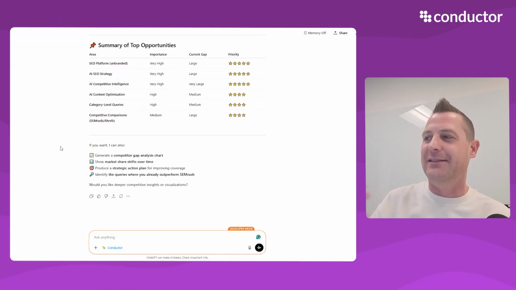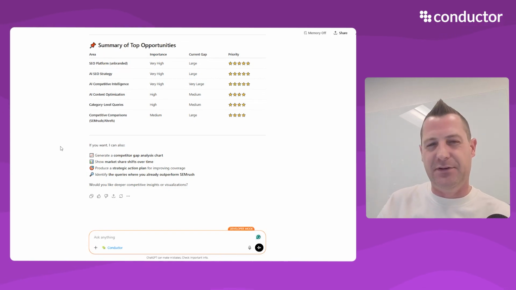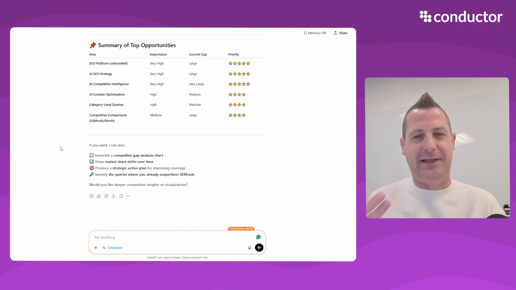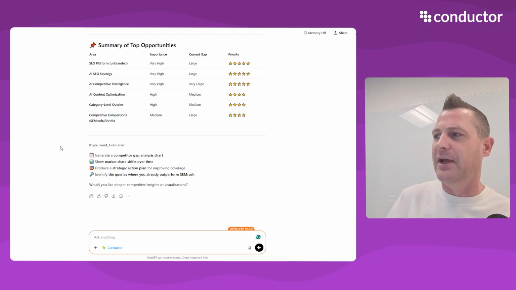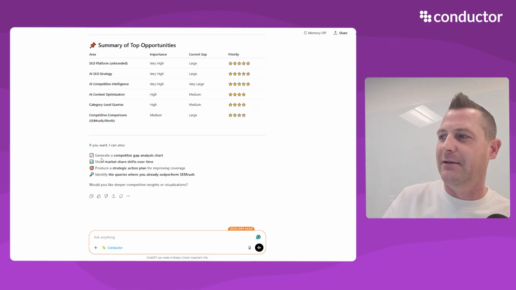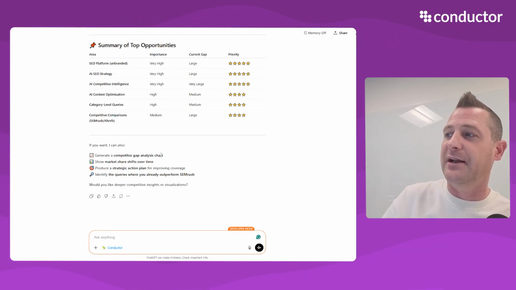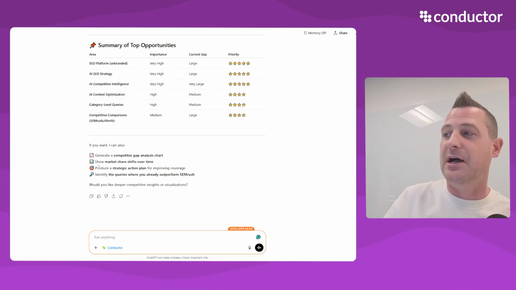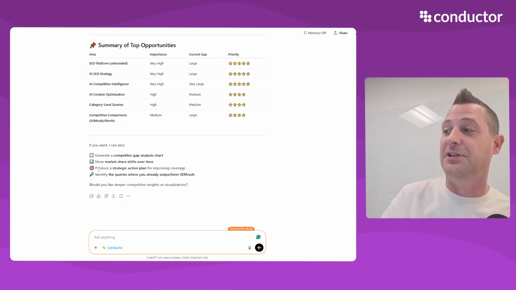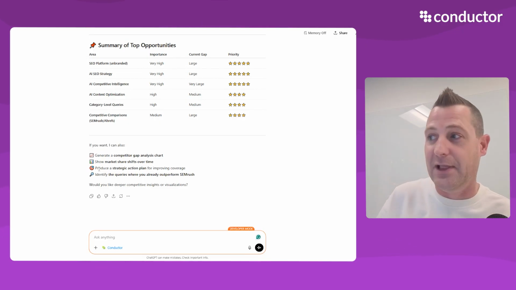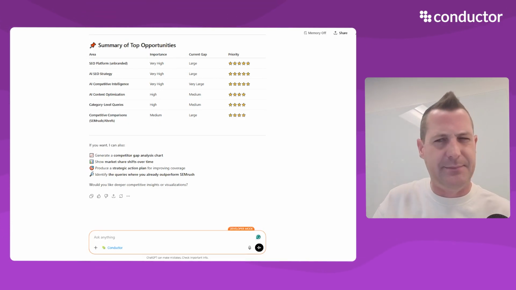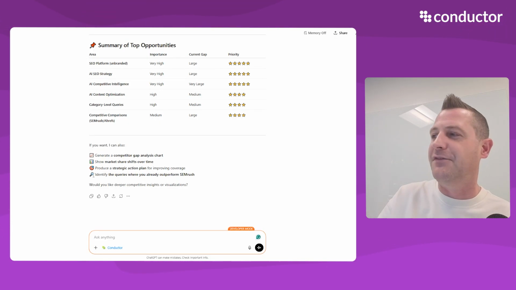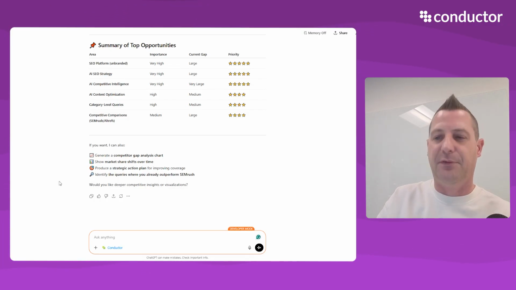And the other cool part is the conversation never actually ends or necessarily has to end. If you want to keep iterating, there are so many options here. Again, generate a competitor gap analysis chart. That would be cool. Show market share shifts over time. Produce a strategic action plan. So we could write the whole action plan for you, and then you could edit. Again, time savings. And identify the queries where you already outperform SEMrush, right?